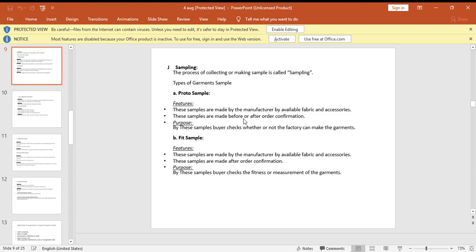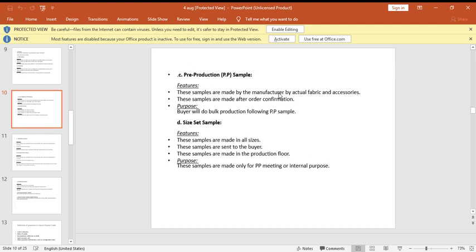Then fit sample. These samples are made by the manufacturer with available fabric and accessories. The samples are made after order confirmation. The purpose is that by these samples, the buyer checks the fitness or measurement of the garments.